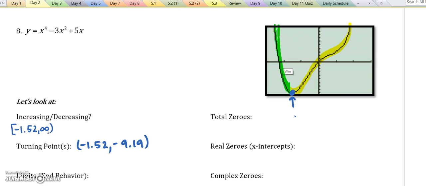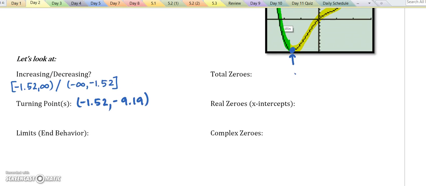That's there in the yellow. And my decreasing interval is occurring from negative infinity all up to that x value, my turning point, negative 1.52. All right. Let's check out the end behavior of the graph. Again, that's as x goes to infinity and x goes to negative infinity.